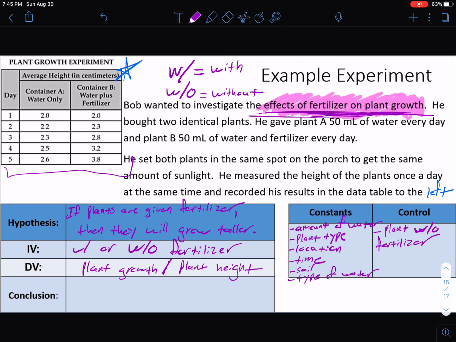So the conclusion is fertilizer will make plants grow taller. Or the type of fertilizer would make them grow taller. And we forgot that in constants, where it could be the type of fertilizer. So whenever you go to draw your conclusions, make sure you look at all your data. Make sure you're looking at how your dependent variable was affected by your independent variable.